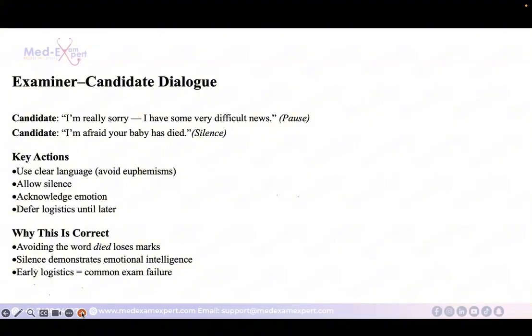But do not shy away from saying your baby is dead. It's exactly the same when you have a report where it shows that the patient has got cancer. I'm really sorry. I have some very difficult news for you. Give a bit of a pause, and the report shows that you have got cancer, right? Then let them absorb the silence, and then you can give whatever you need to. So this is all about how you give the bad news.